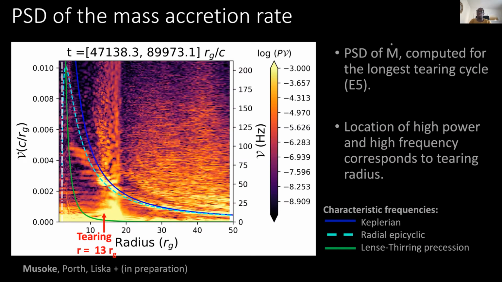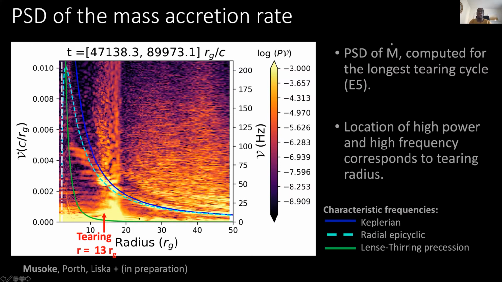So in this analysis, we use the local mass accretion rate as a proxy for the observed signal. Therefore, in order to probe the structural variability in the simulation, we look at the power spectral density of the mass accretion rate. Here we show a PSD of the mass accretion rate computed for the inner 50 Rg of the disk over the time period spanning the longest tearing cycle, E5.